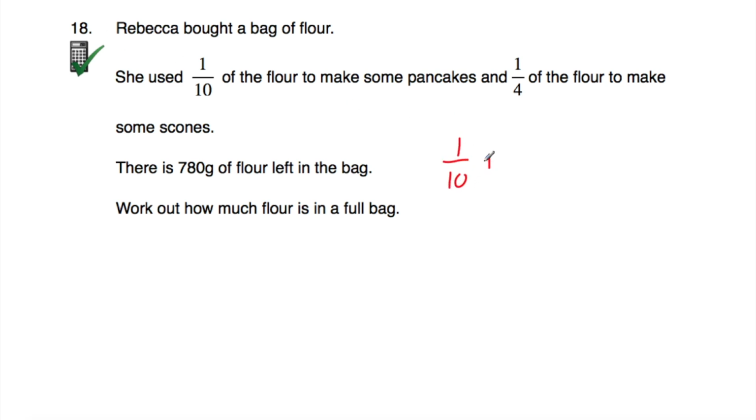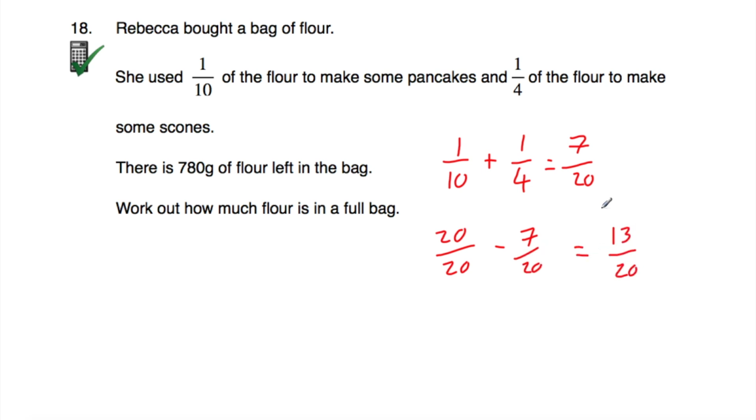So we can do a tenth plus a quarter on our calculator to see what fraction of the bag of flour she's used. A tenth plus a quarter is equal to 7/20. So that means that Rebecca has used 7/20 of the bag of flour. The rest, well, if we have a full bag, that's 20/20. If we take away 7/20, they'll be left with 13/20. So 13/20 of the flour is left.